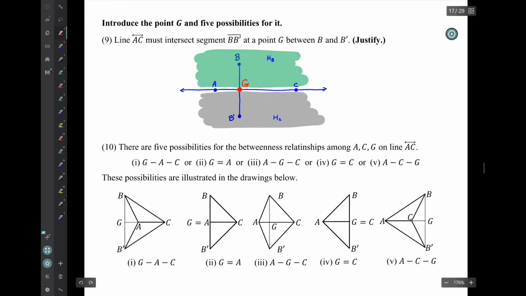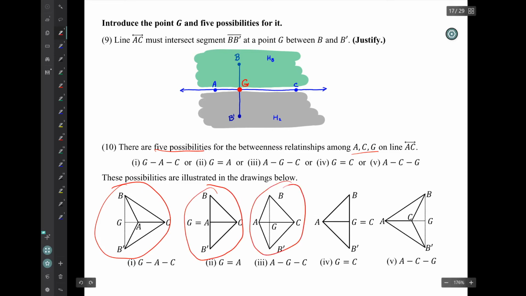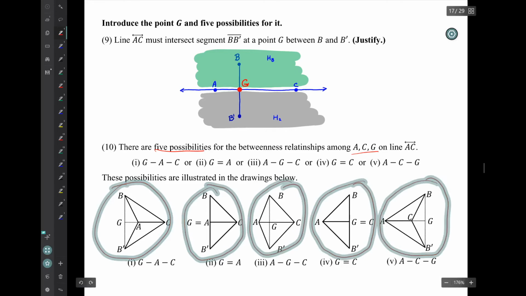In fact, there are 5 possibilities for the betweenness relationships among A, C, and G on that line AC. The 5 possibilities are shown in these drawings. It could be that A is between G and C. It could be that point G and point A are actually the same point. It could be that G is between A and C. And it could be that points G and C are actually the same point. And it could be that C is between A and G. Those are the 5 possibilities.